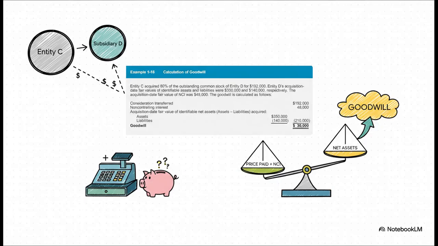Okay, let's walk through the math here. Entity C paid $192,000 for its chunk of the company. Now, the subsidiary's net assets, that's just assets minus liabilities, are worth $210,000. We also have to account for the 20% that Entity C doesn't own, the non-controlling interest, which is valued at $48,000. So the formula is the price you paid plus the non-controlling interest minus the net assets. That leaves us with a difference of $30,000, and that difference, my friends, is goodwill.